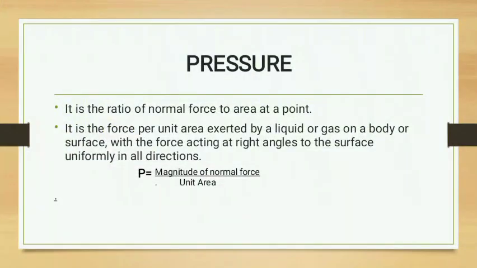So, pressure. It is the ratio of normal force to area at a point. It is the force per unit area exerted by a liquid or gas on a body or surface, with the force acting at right angles to the surface uniformly in all directions. In finding the pressure, pressure is equal to the magnitude of the normal force over the unit area.